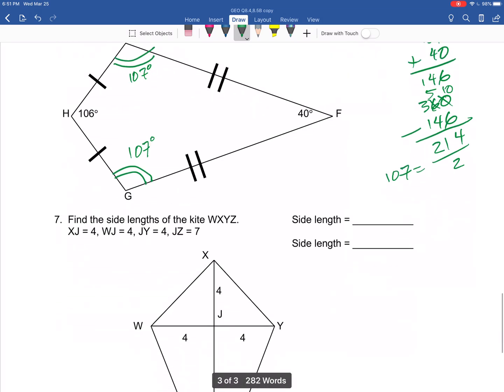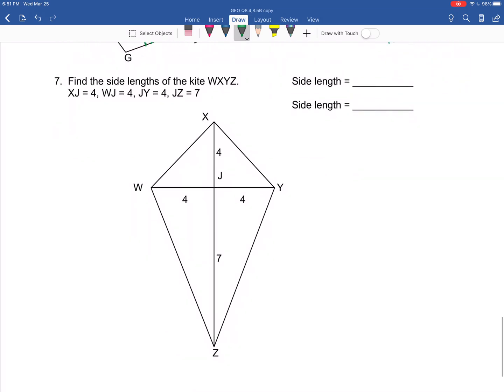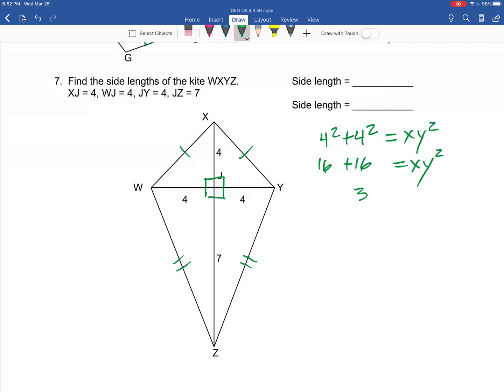Okay, here we go. Side lengths, it's a kite. Look at the diagonals. What do the diagonals do to each other? They're perpendicular to each other. So I want to find these two sides, I want to find these two sides. I see Pythagorean theorem, here it is. 4 squared plus 4 squared equals XY squared. Well, we got 16, 16, so 32 equals XY squared.